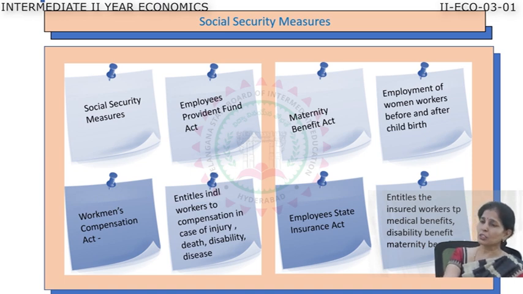Workmen's Compensation Act. This entitles industrial workers to compensation in case of any health issue or any death or any disability. The company takes care of their compensation. Maternity Benefit Act. Under this particular act, women, especially during delivery, get paid leave for 2 or 3 months. Now it has been extended to 6 months. Employees State Insurance Act.